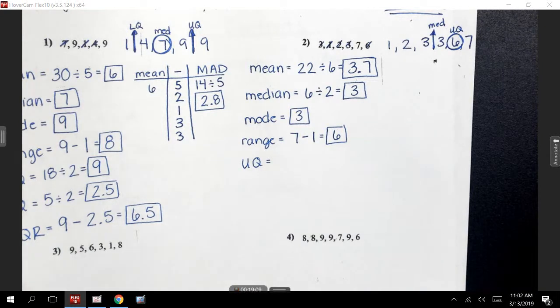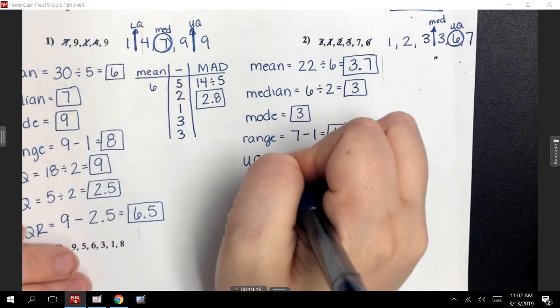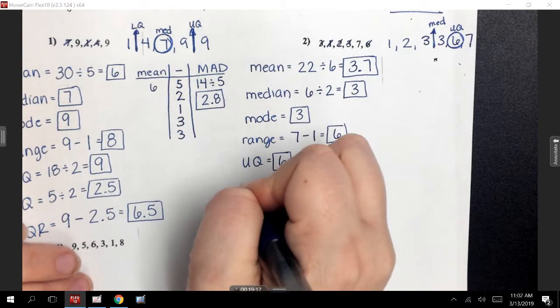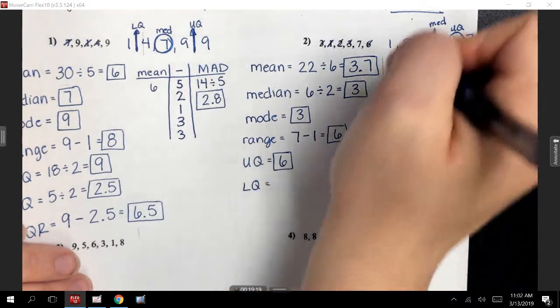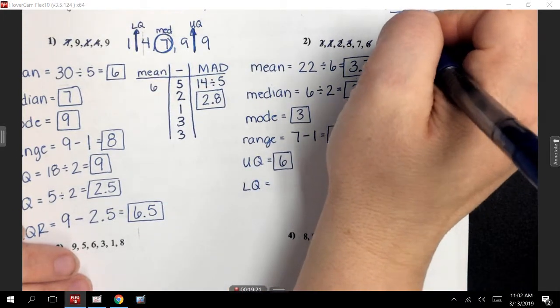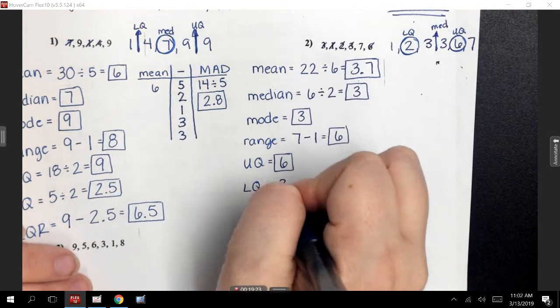So we want to circle it. If there's 1, you circle it. If not, then we'd have to draw the line. Are y'all okay with that? So I got 6 as my UQ. All right, Carlos, what's my LQ? Very good. And that's my LQ, and we get 2.